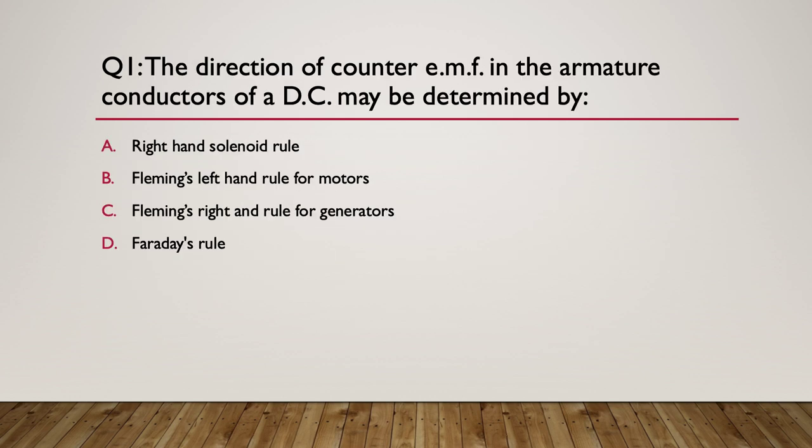Question one. The direction of the counter EMF in the armature conductors of a DC motor may be determined by A, the right-hand solenoid rule, B, Fleming's left-hand rule for motors, C, Fleming's right-hand rule for generators, or D, Faraday's rule. So pause here and have a think.